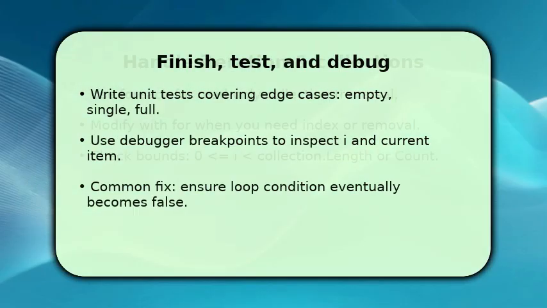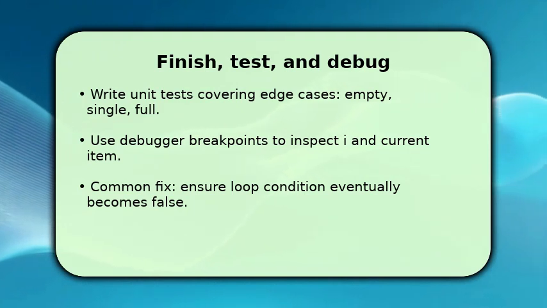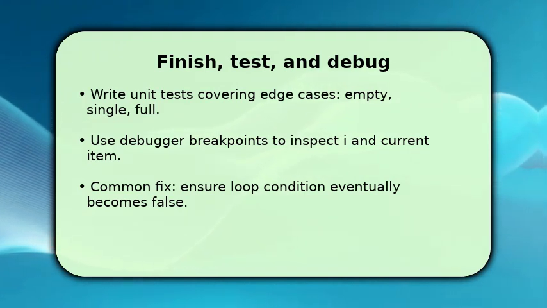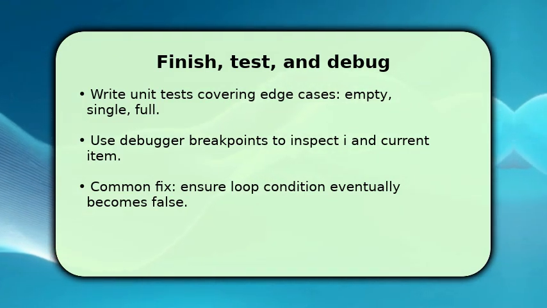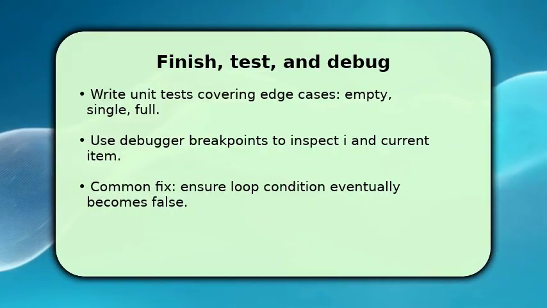Complete the task by running tests and stepping through with the debugger. You should assert expected output for empty and full collections and inspect i and the current item on breakpoints to confirm behavior. If results are wrong, re-evaluate initialization, condition, and update to ensure the condition will become false. That single mistake causes infinite loops.